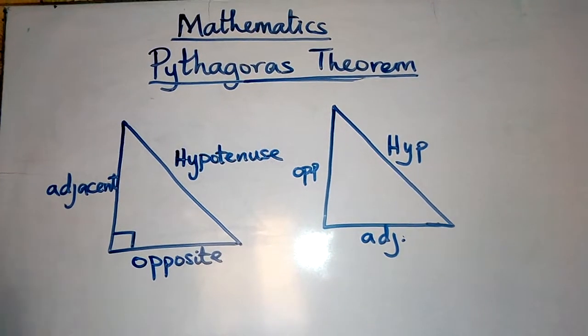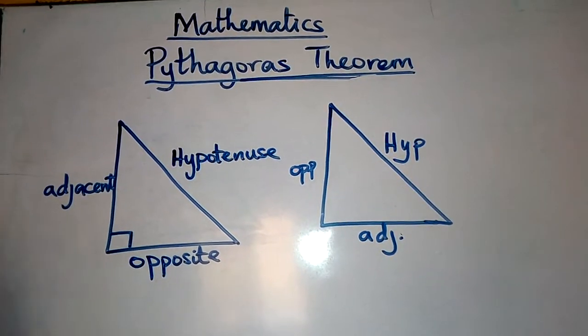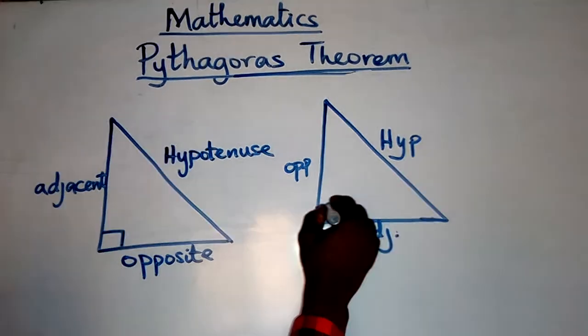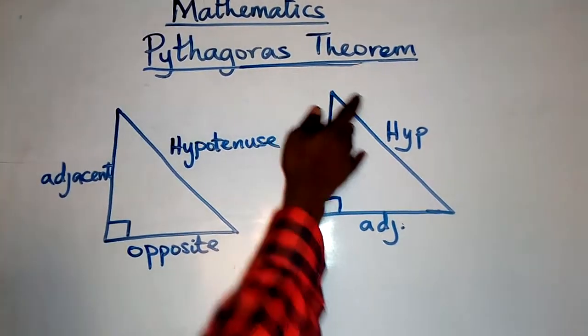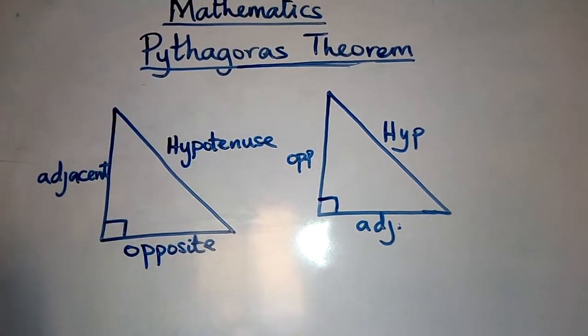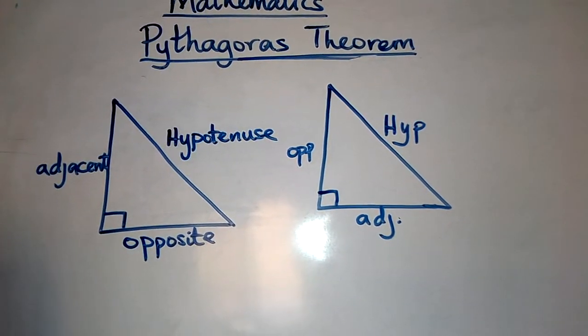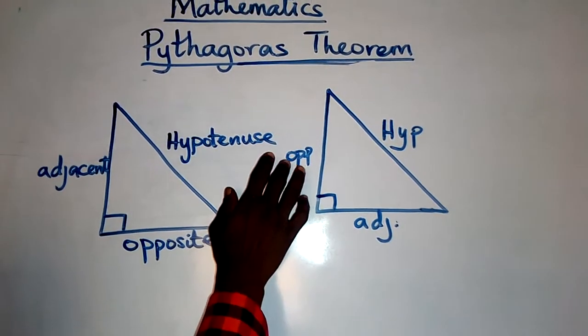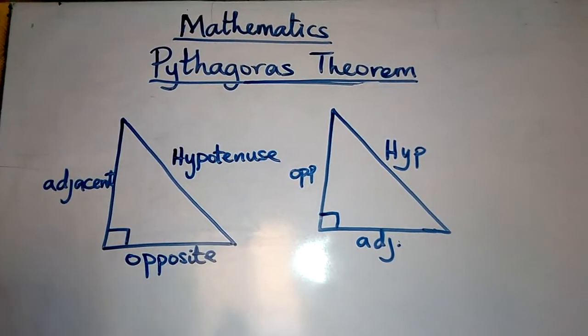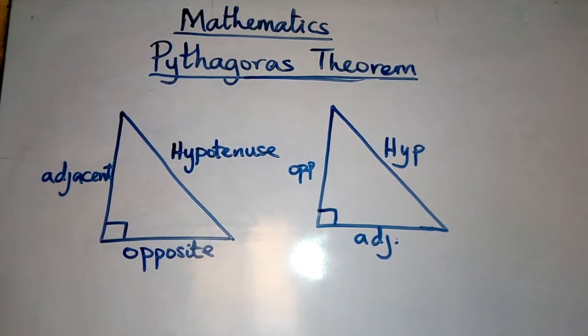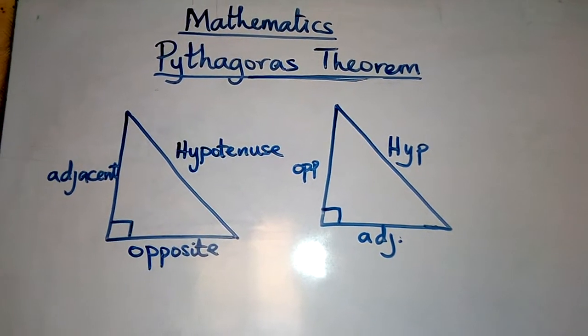Now, this is the truth about a right angle triangle. The hypotenuse is the longest side. It always remains the longest side, the hypotenuse. But for you to determine your opposite or your adjacent, it's a function of the angle that you are given. For better explanation, look at this diagram.